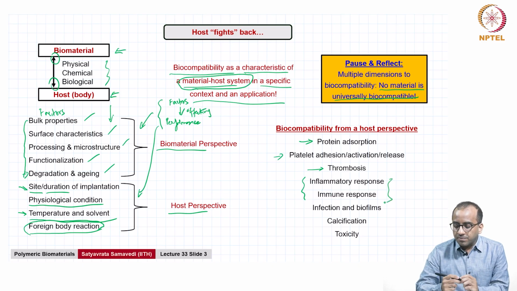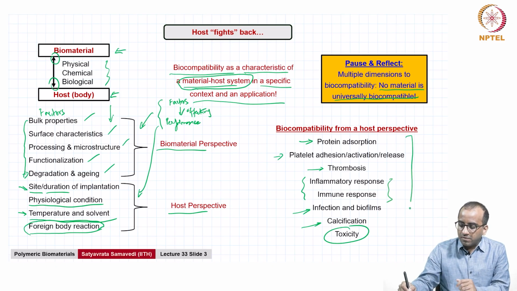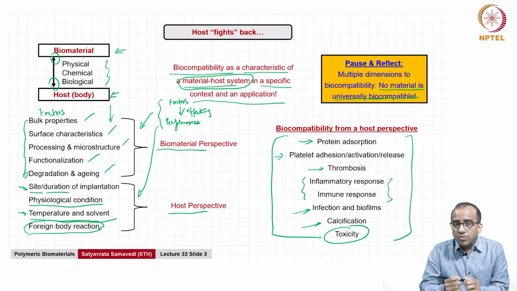which will be the focus of this lecture, and of course other specialized undesirable processes which could include infection and the formation of biofilms, calcification, which is something we have looked at in some detail when we looked at blood material interactions in the previous lecture, as well as toxicity, which we will be focusing on in the next lecture. So, between these last few lectures, this lecture and the next lecture, we will aim to cover all these aspects that contribute to our understanding of biocompatibility from a host perspective. And in this lecture, this will be the key focus.